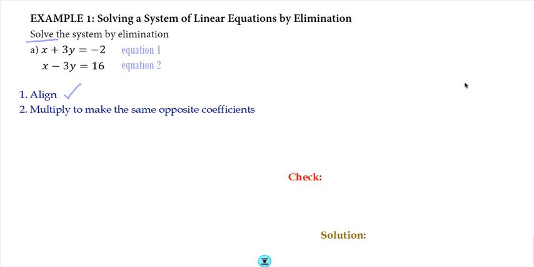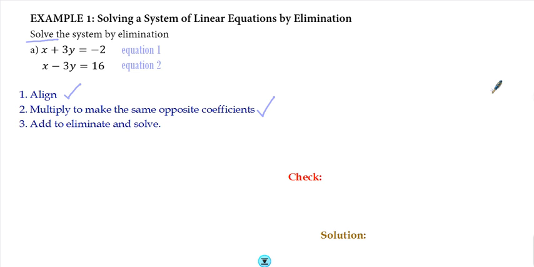Again, if you want to circle it to make sure, that's fine. But here, these are the same opposite coefficients, positive 3 and negative 3. So I don't need to do step 2. It's already done. Good. Now, let's move on to the next step. I have to go straight to step 3, which is to just add, to eliminate, and solve. So I'm just going to add these two equations.